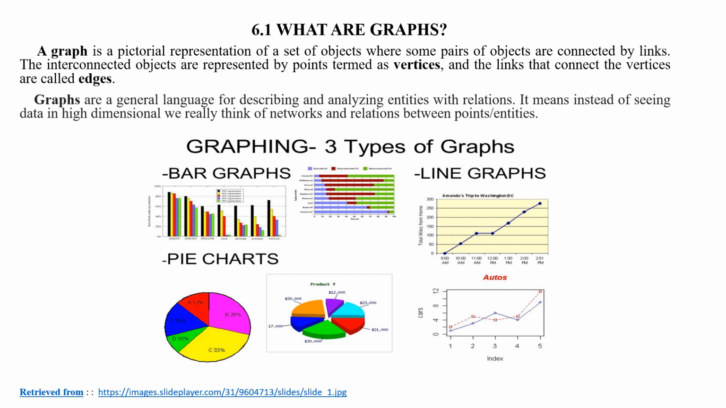If you look at this picture, you see that there are three main types of graphs. First type, bar graphs. Second, line graphs. And next, pie chart. So today we are going to study line graphs.